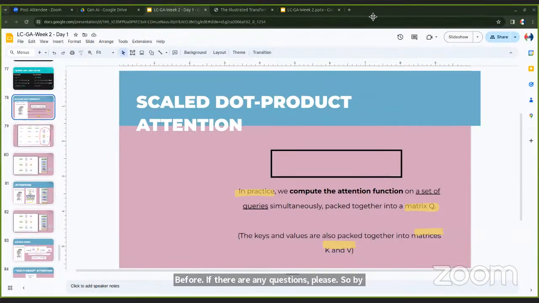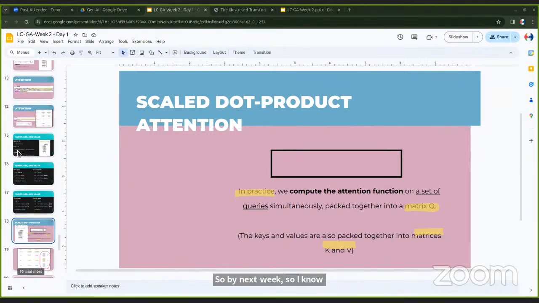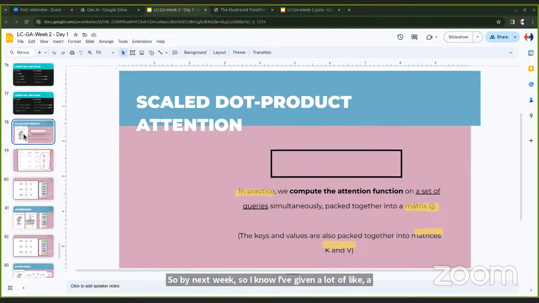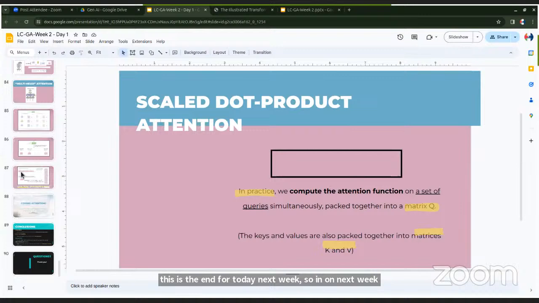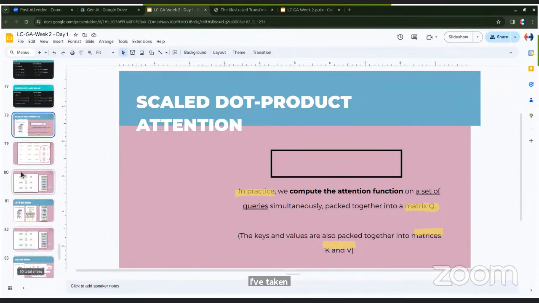By next week, I know that I've talked about a lot of things. I've gone to 78 slides right now. If there are any questions, you can drop them on Slack, and you can also drop them here right now. But I think this is the end for today. Friday, we're going to the code and also completing this whole attention topic. We're already done with everything, just a few slides. I just need to figure out why some of them are not showing.